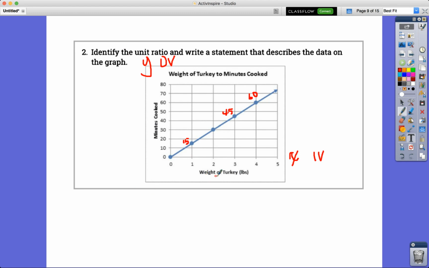And remember, we're comparing weight of the turkey to the minutes cooked. And my ratio is 1 to 15. Okay, 1 pound of turkey, 15 minutes per pound to cook. So there's your unit ratio. And your statement should be written indicating that you are comparing the weight of the turkey to the minutes it takes to cook the turkey, and your ratio is 1 to 15.